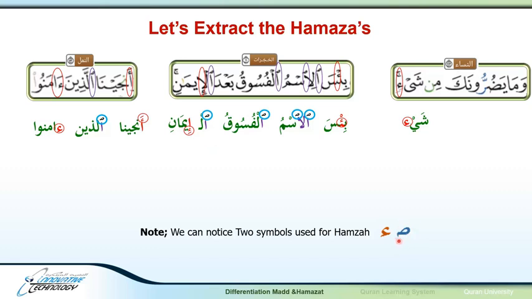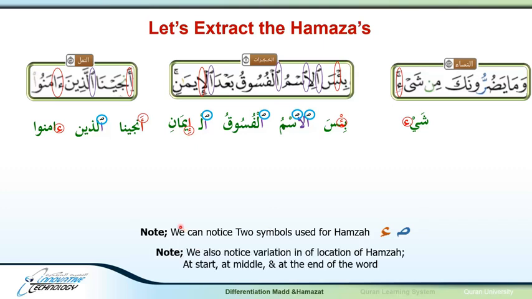Now we can clearly ask ourselves, why do we have two different symbols? And the logical answer is that there should be a difference between the two different hamzas. And that's why we illustrate them by showing two different symbols. So our first conclusion is that there are two different types of hamzas.